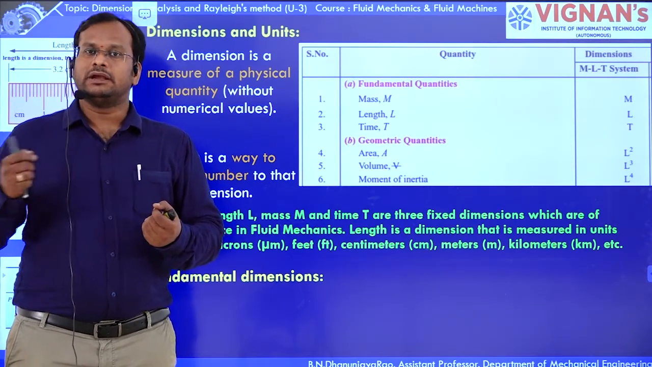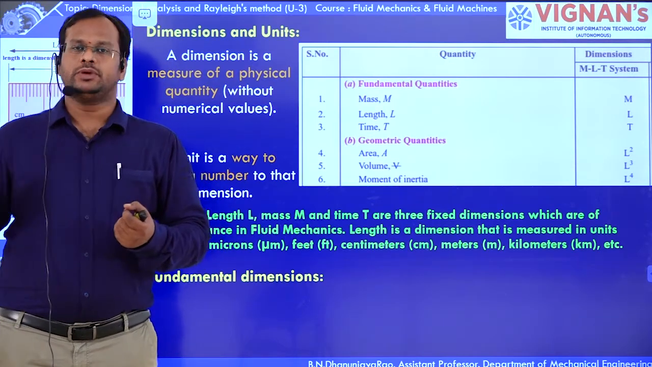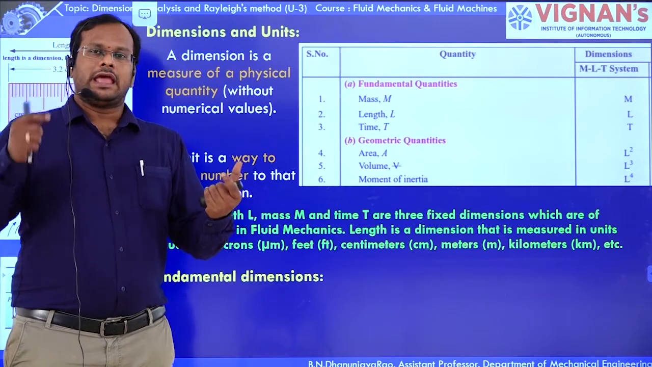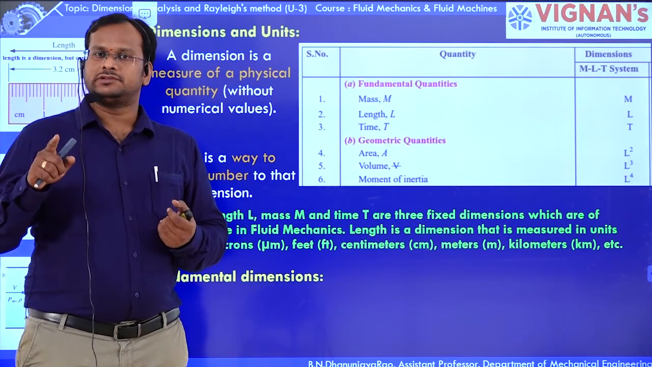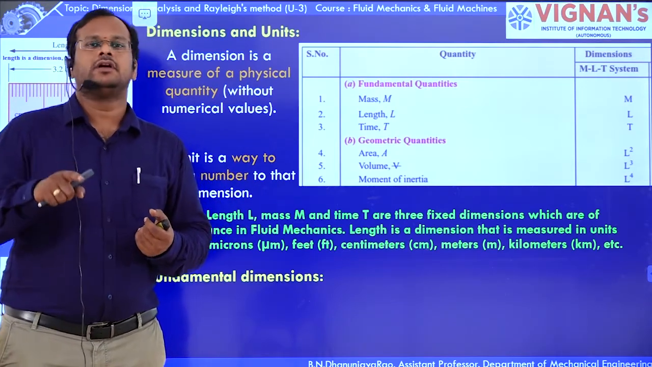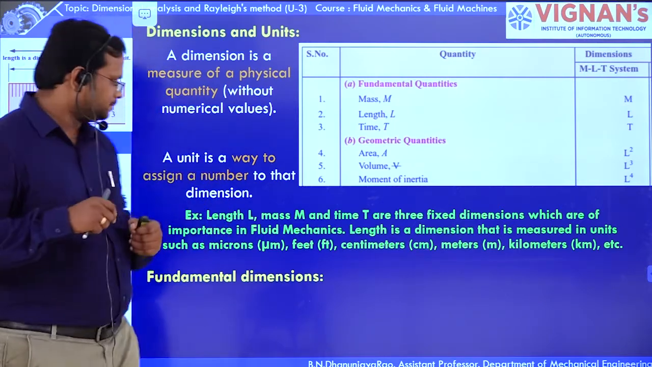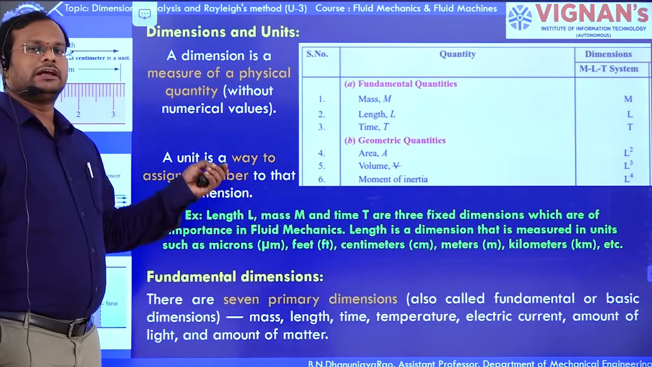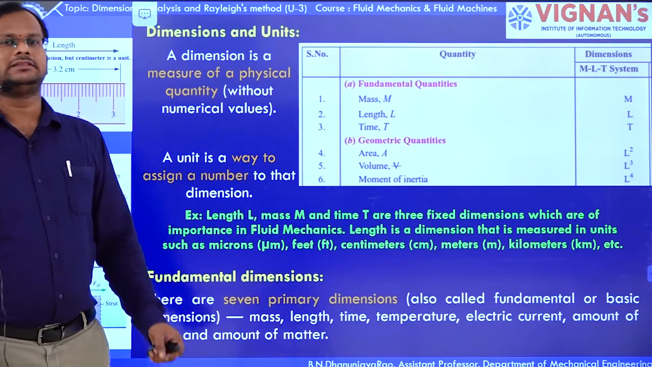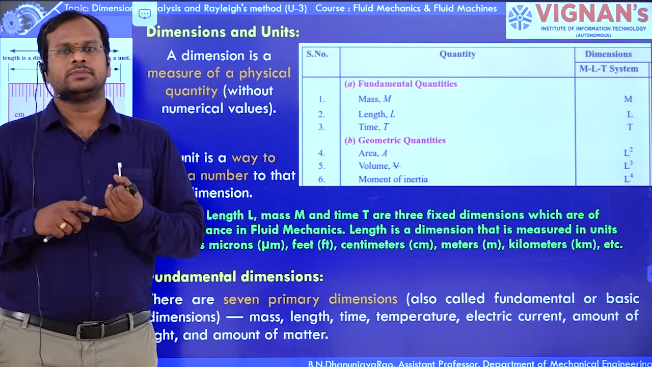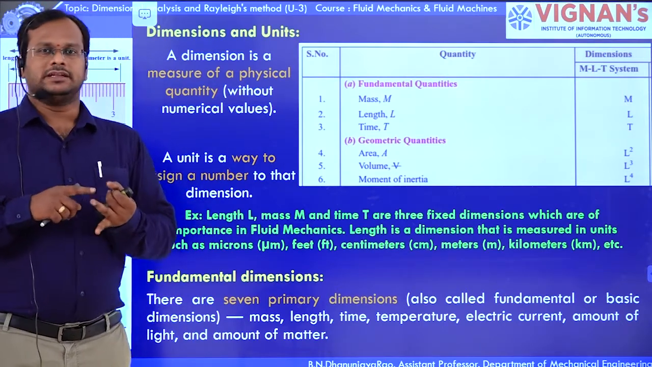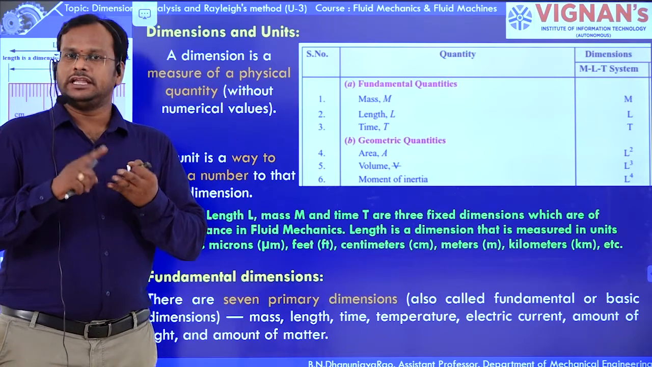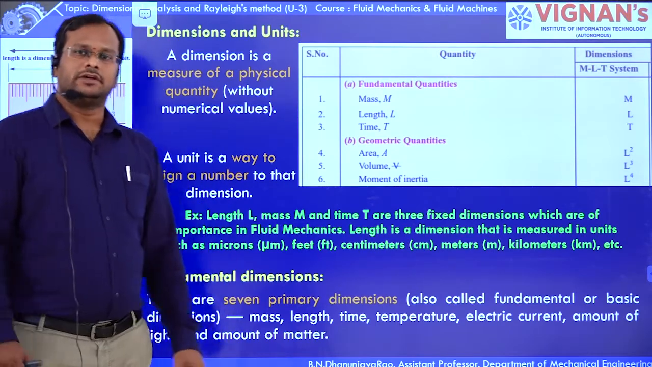Meter per second is a unit of that particular phenomenon. L T inverse is the dimension of velocity. What are the fundamental dimensions? When it comes to fluid mechanics problems, there are three fundamental dimensions we can observe: mass, length, and time. L, M, T are the three fundamental dimensions.